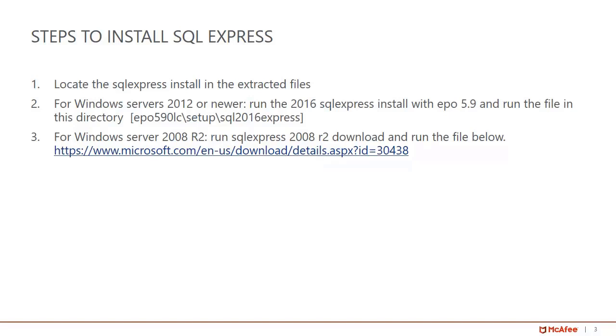If you do try to load ePO and the SQL Server is not available, and you have not installed SQL Express, and it does not give you the capability to choose to install SQL Express, then you will need to come back and go to the directory where the setup files are, and inside of that there's going to be a directory called setup. Inside of that there'll be a directory SQL 2016 Express, and then the executable for that installation is going to be inside of there. If you're running a 2008 R2 server, then you will need to download the SQL Express 2008 R2 and load that itself.